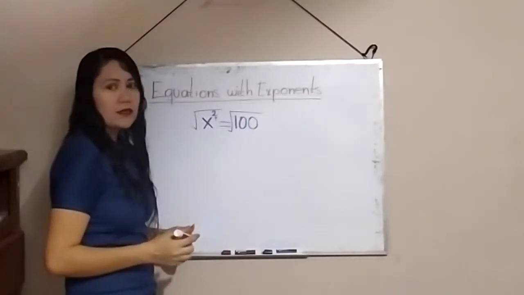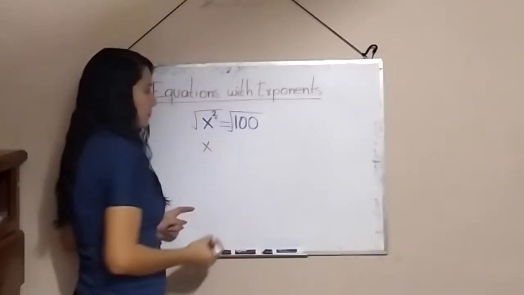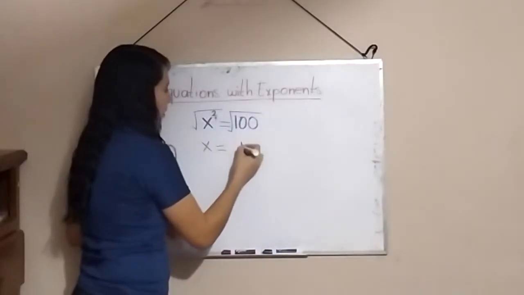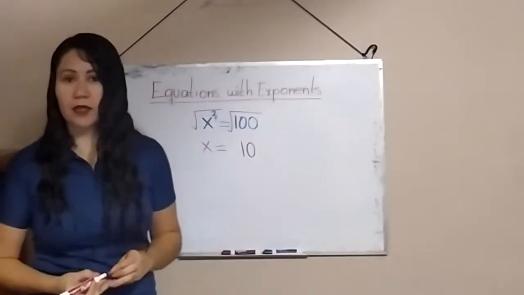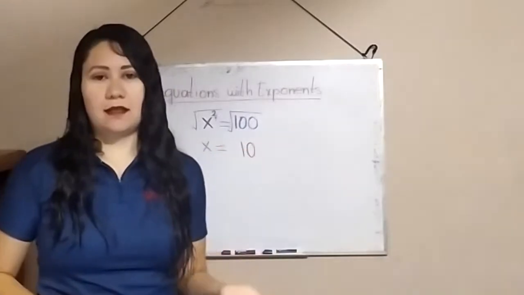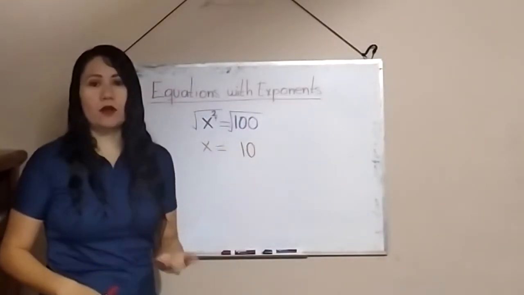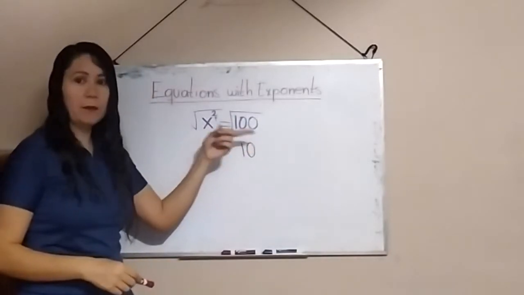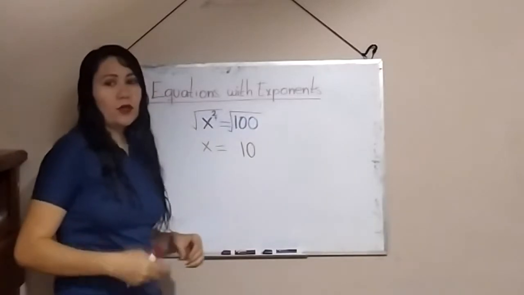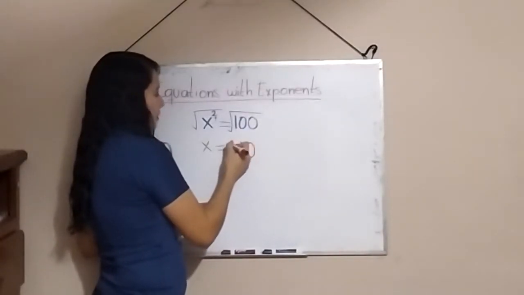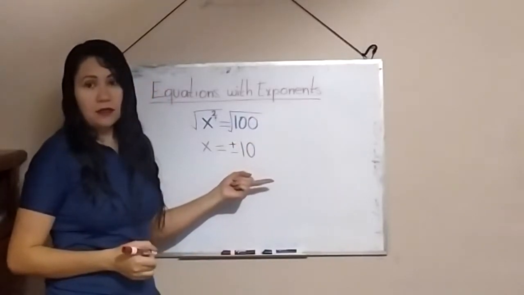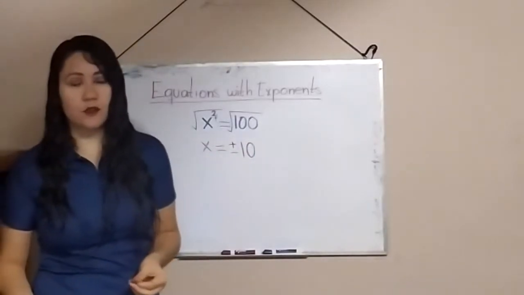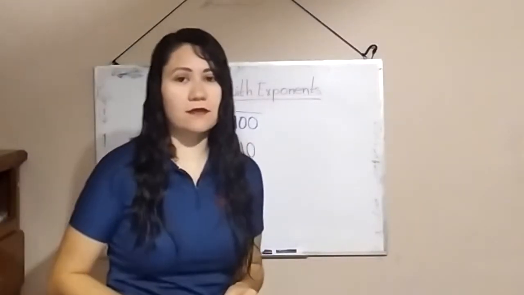The square root of x squared is x. The equal sign and the square root of 100, which is 10. Now, since 10 times 10 equals 100, but also negative 10 times negative 10 equals 100 positive, we are going to add both signs to the 10. This means that both positive and negative 10 is the answer for our equation. That is the value of x.